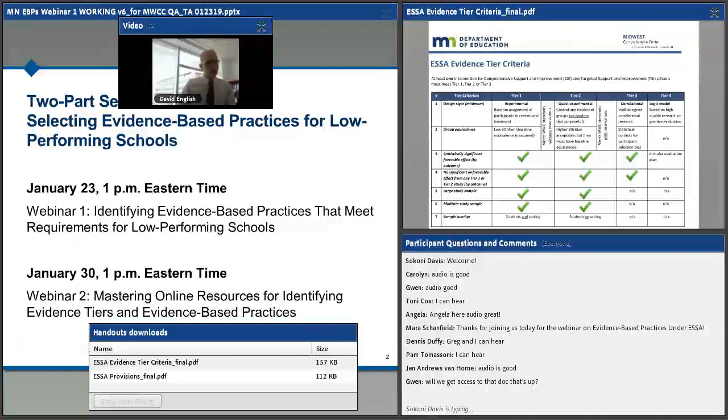And then next week, we're going to have a second webinar that goes a little bit more in depth on the online resources and a little bit more in depth on the actual tiers of evidence. So this first one will really get you going and out there looking for evidence-based practices. And then the second webinar will probably close the loop on a lot of questions that might come up in the process.